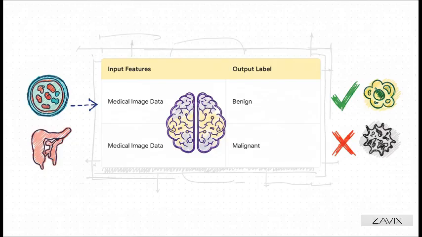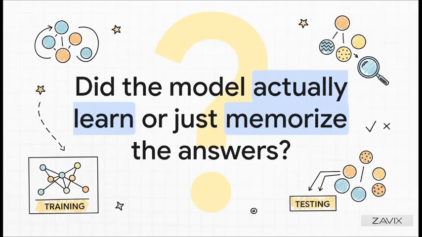Imagine we want to build a model that can predict if a tumor is cancerous or not. The input features would be all the pixel data from a medical image. And the output label, which would be provided by an expert doctor, would be either benign or malignant. By showing the algorithm thousands of these image label pairs, it starts to learn the incredibly subtle patterns that separate one from the other.